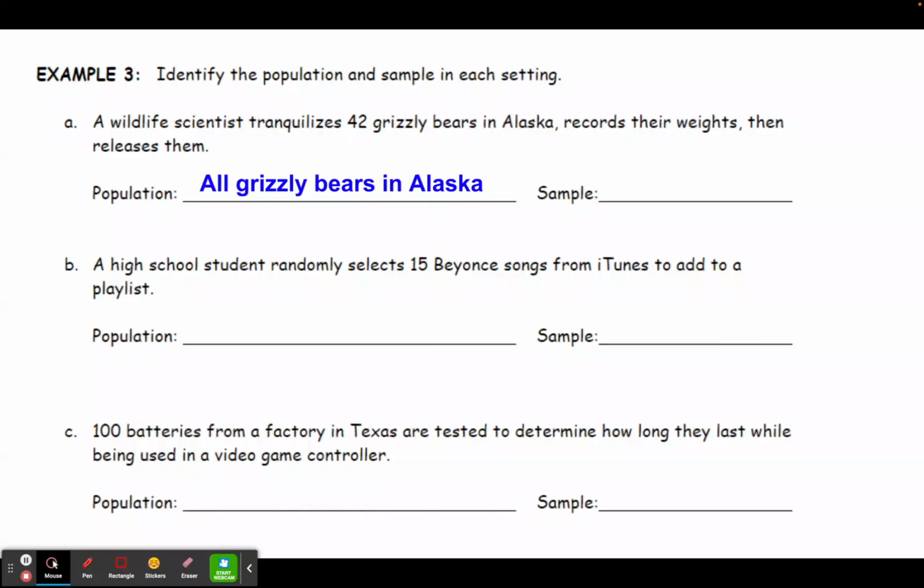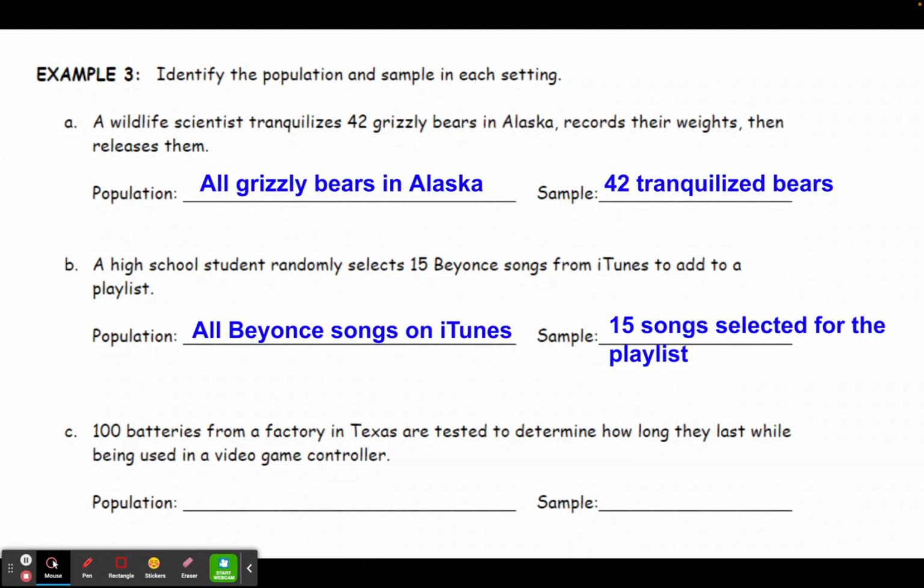And notice that we're being very specific here. So we're saying all the grizzly bears in Alaska. We're not really trying to make any conclusions about all grizzly bears in the world because we're not taking samples from all over the world. We're only taking our sample from the state of Alaska. Our sample then is the 42 bears that we caught and tranquilized. B: A high school student randomly selects 15 Beyonce songs from iTunes to add to a playlist. Here, the population would be all the Beyonce songs on iTunes. The sample would just be the 15 songs that the student selected.